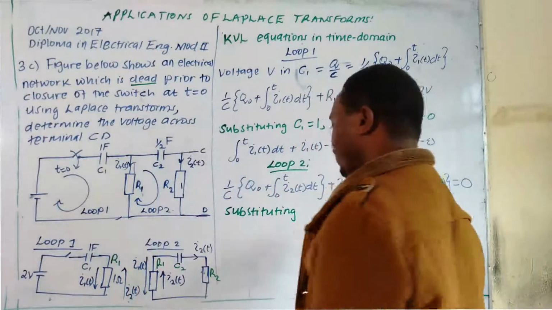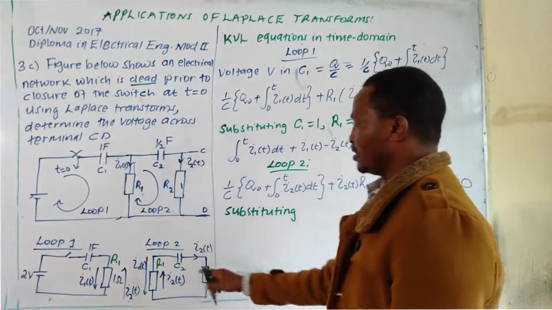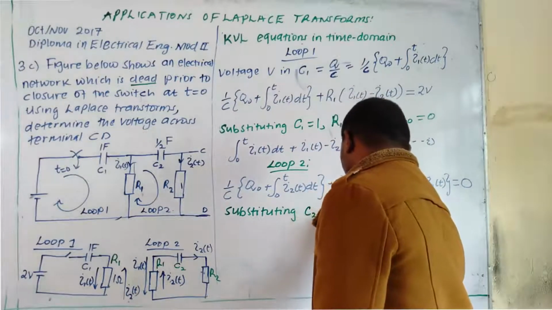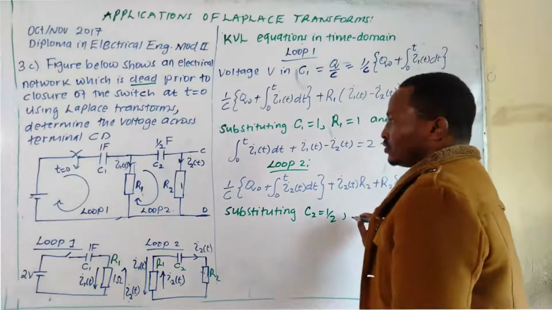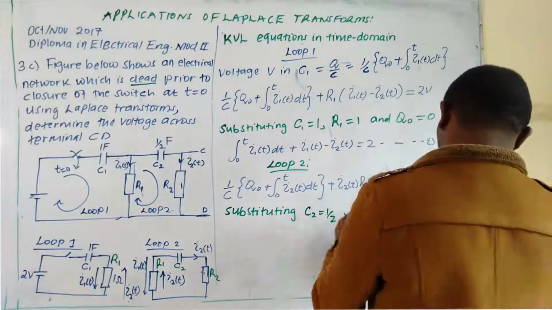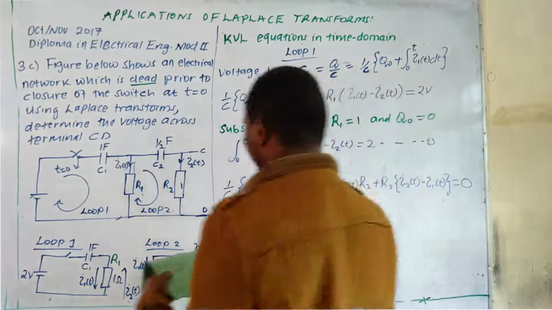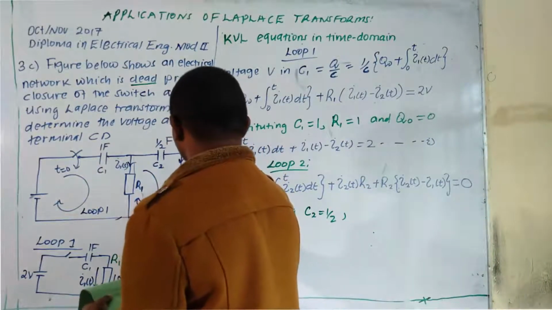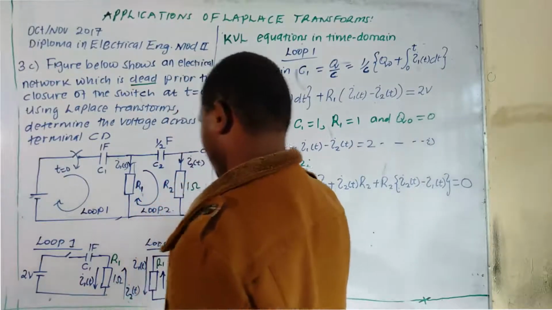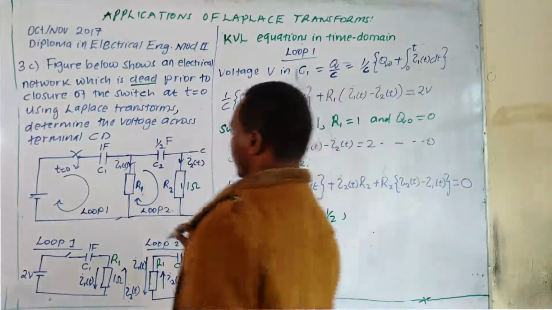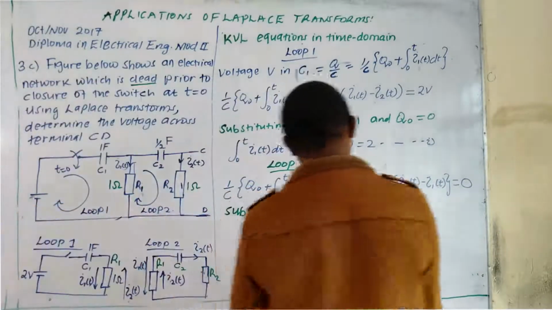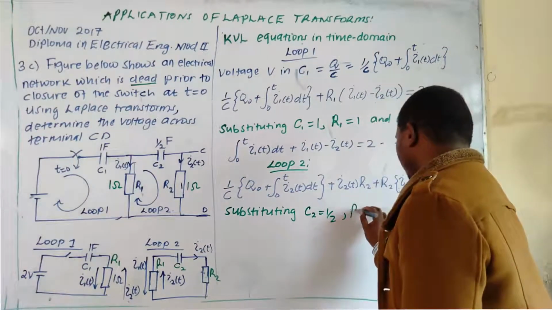what is the value of C2? C2 is equal to a half. R2 is equal to what? R2 is equal to 1 ohm. This is 1 ohm. I should have put it here. R2 is equal to 1 ohm.